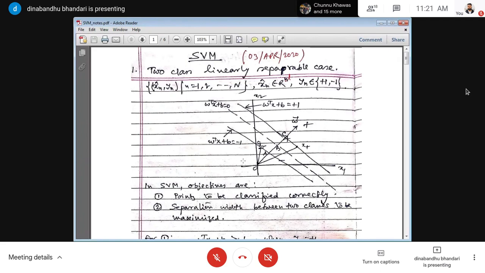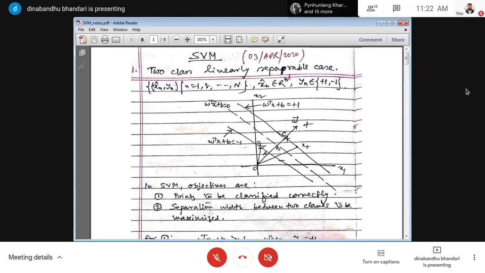Now, I'll try to explain how it is possible. Here, again, just come to the objectives of SVM. As I said again, the points are to be classified correctly. All the points in this class should satisfy W transpose X plus B less than 0. For this class, W transpose X plus B should be greater than 0. So, the first objective is to classify the given points correctly.